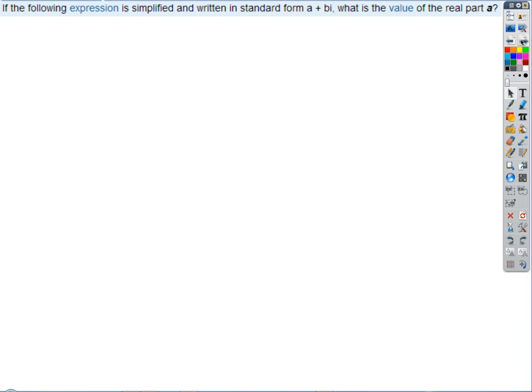Oh, I didn't write the expression down. Might be helpful, wouldn't it? Okay, this one was a product of complex numbers. So say we had something like (2 plus 3i) times (4 minus 2i). If we're trying to write this in the form a plus bi, the standard form for a complex number, we want to know what the real part, a, is. So how do we do this one? Just FOIL it out, right?